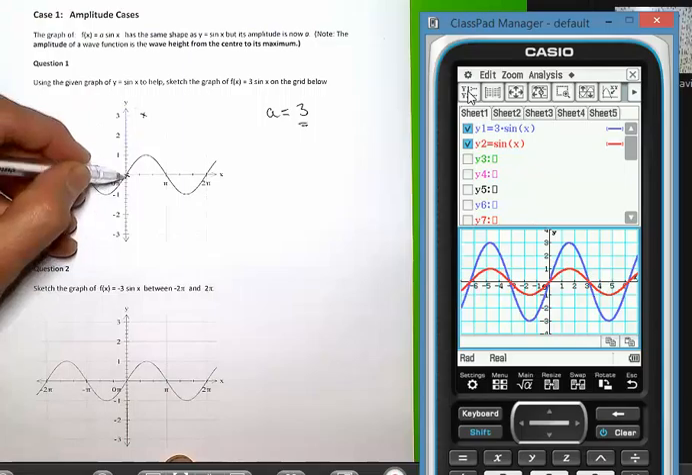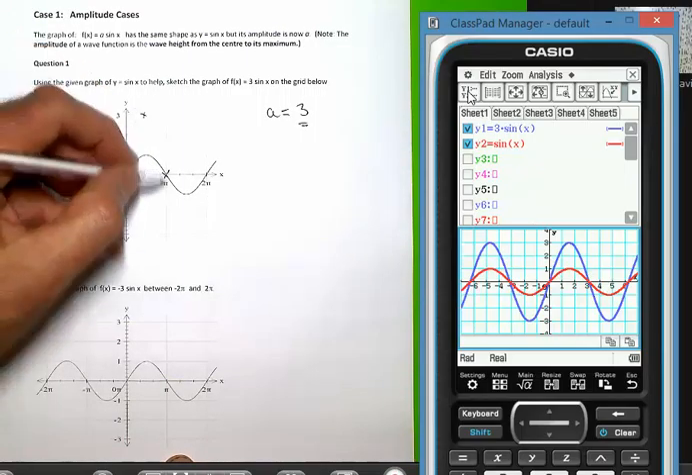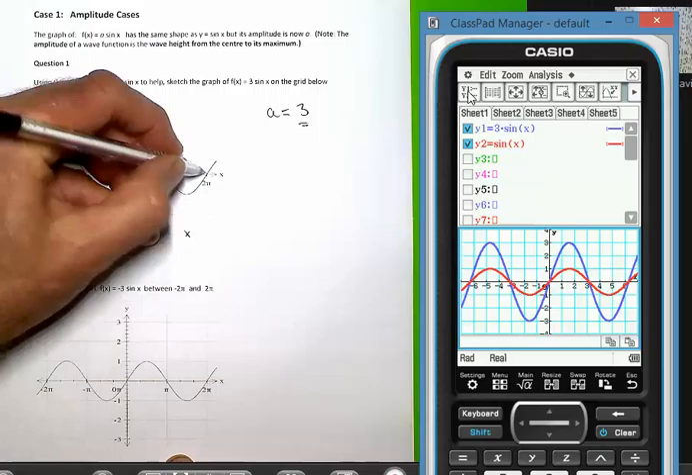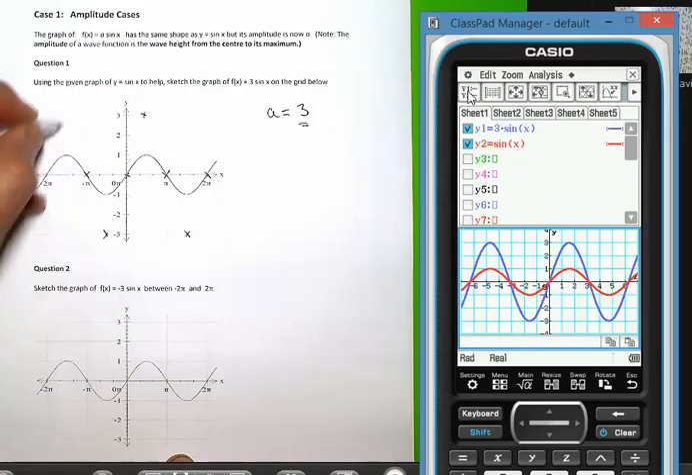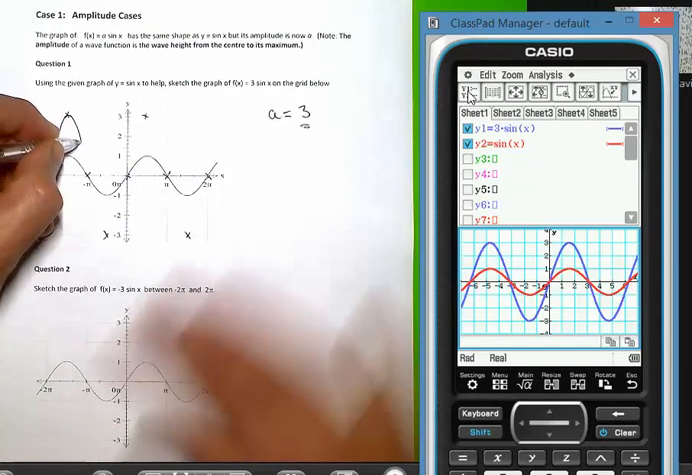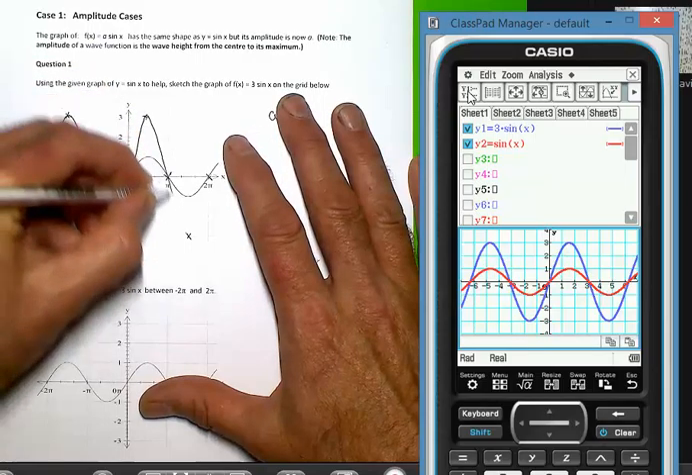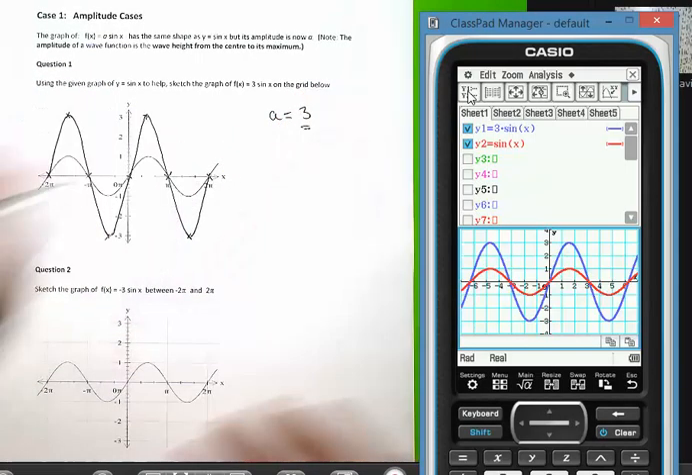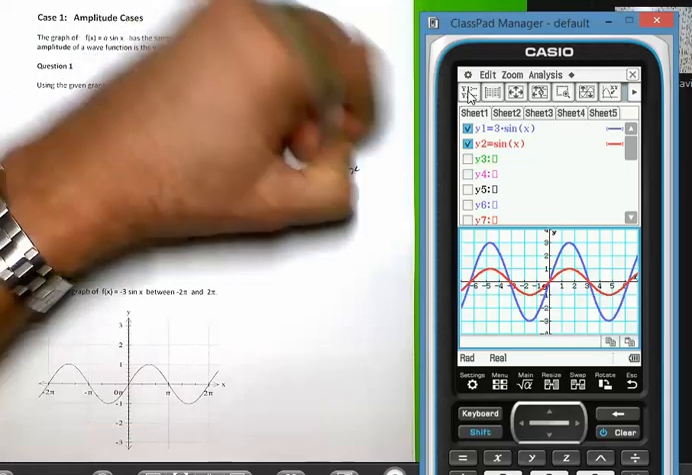What I tend to do is find the significant maxima and the zero line and the minima and plot it like so. So there's the graph of y is equal to 3 sine x.